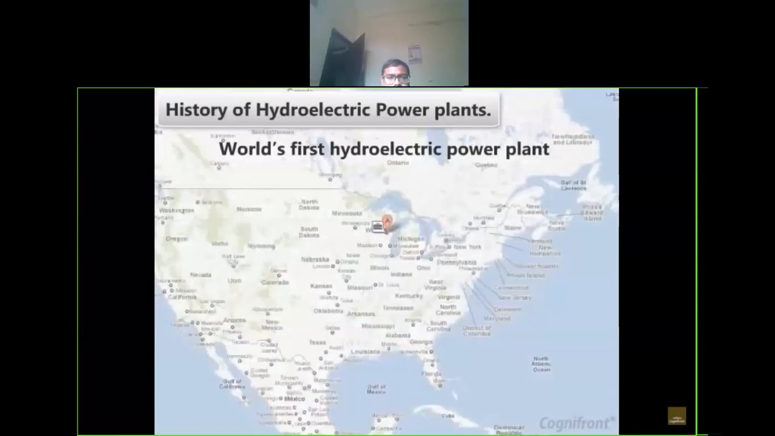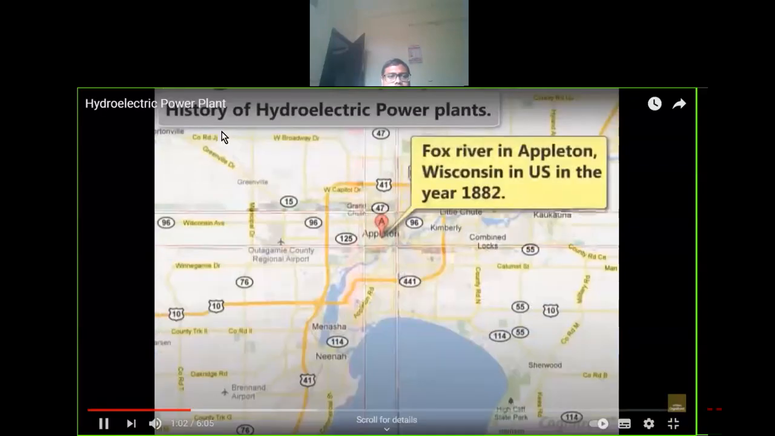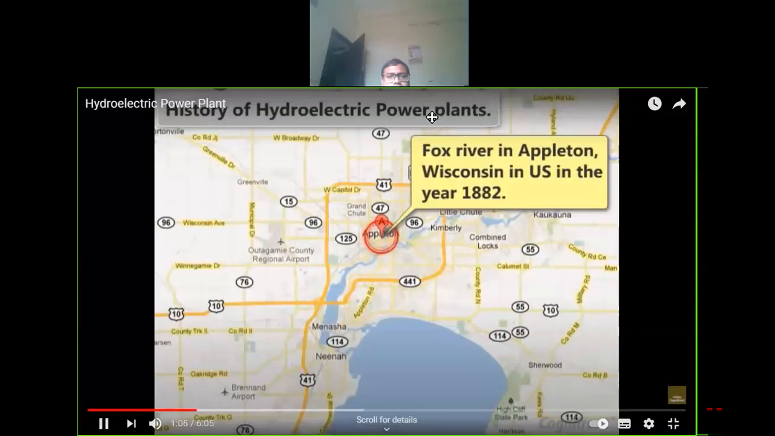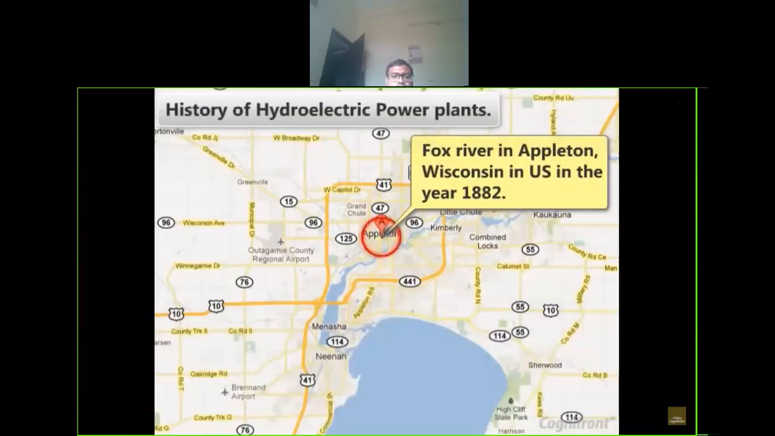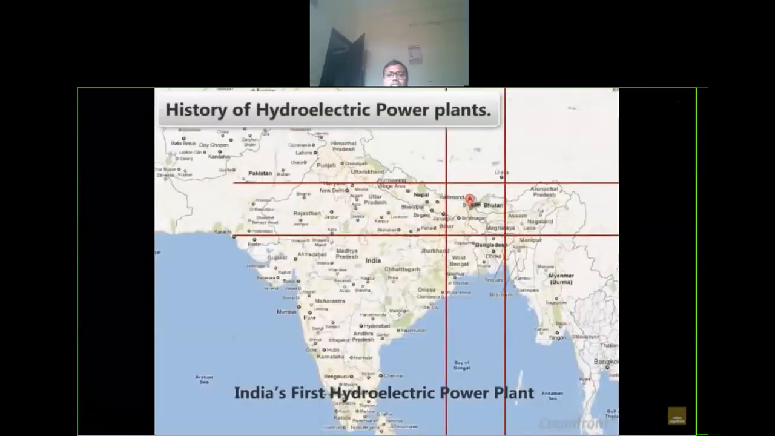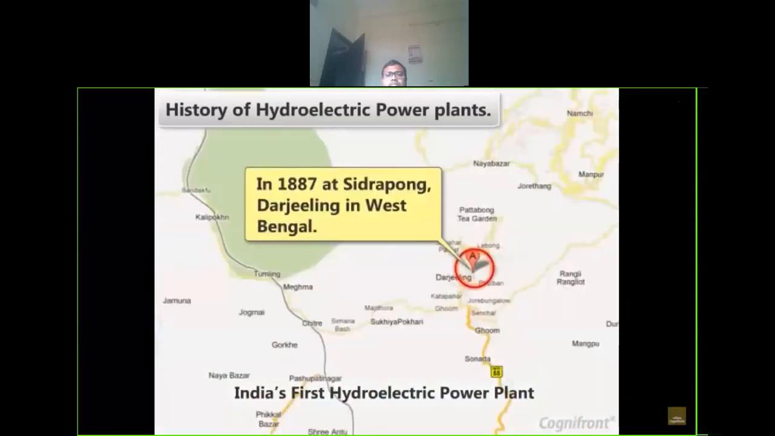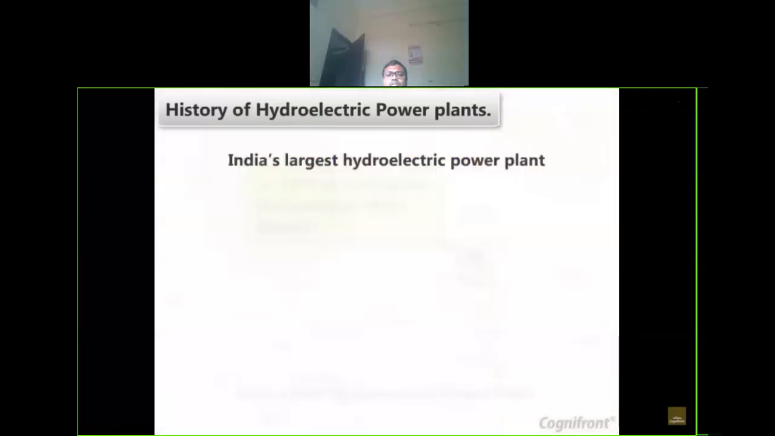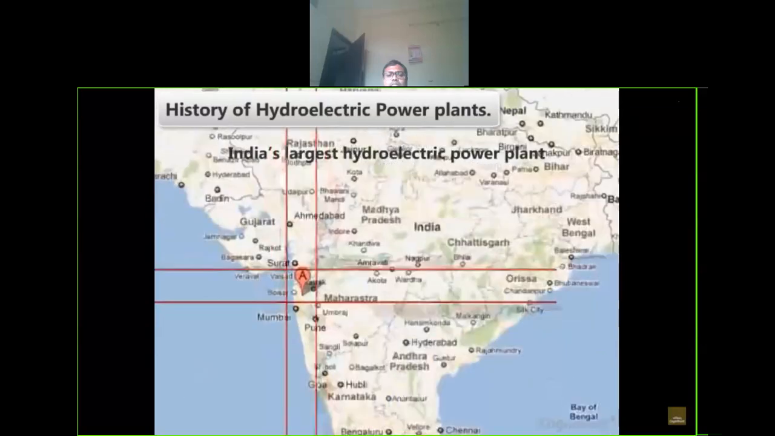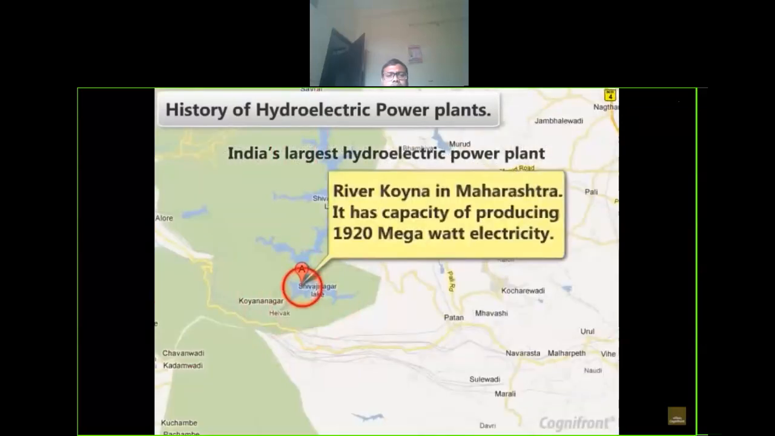History of hydroelectric power plants. The world's first hydroelectric power plant was built across the Fox River in Appleton, Wisconsin, in the US in the year 1882. India's first hydroelectric power plant was commissioned in 1887 at Sidrapong, Darjeeling in West Bengal. India's largest hydroelectric power plant is located across the river Koyna in Maharashtra.